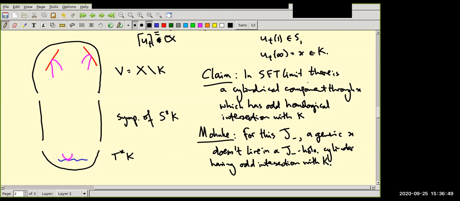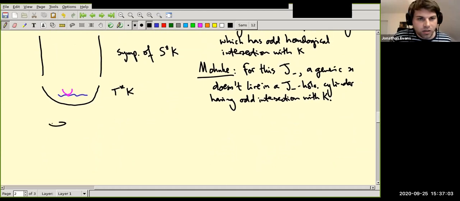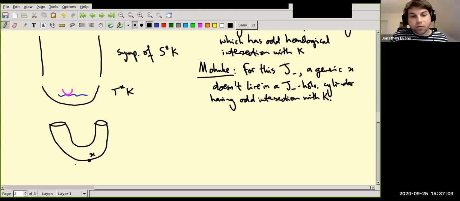Yes. Hi, Johnny. I just had a question about the statement. When you say cylindrical components, am I supposed to think there's just sort of two cylindrical ends going to Reeb orbits and then it's coming down and just crossing K in the cotangent bundle? Or yeah, it's as in it looks like this. Okay, great. And thanks. That it passes through X. And maybe it hits the Klein bottle at other points as well, but you know, it hits at an odd number of points. That's the claim. Any other questions?